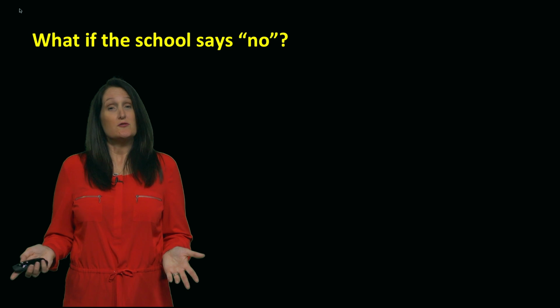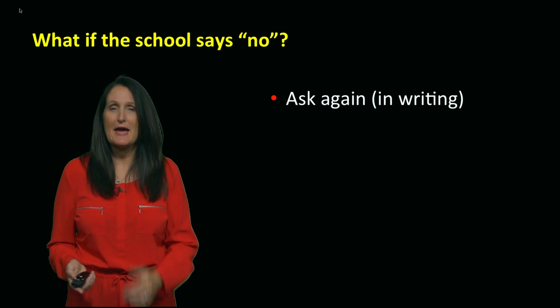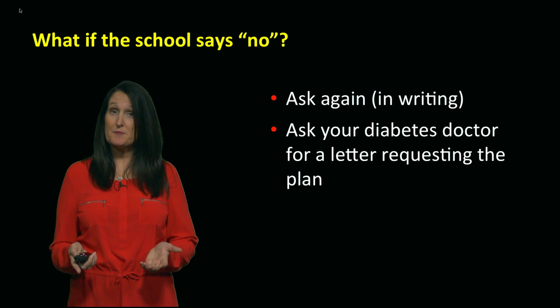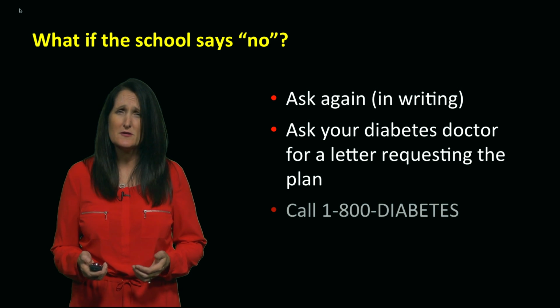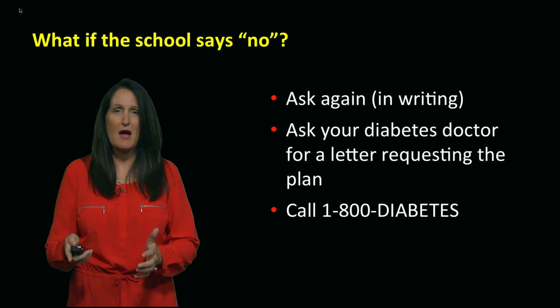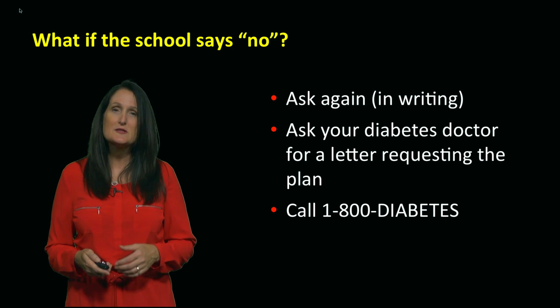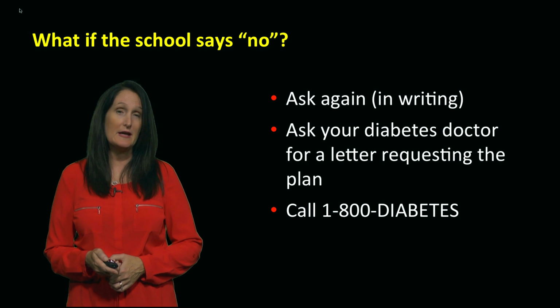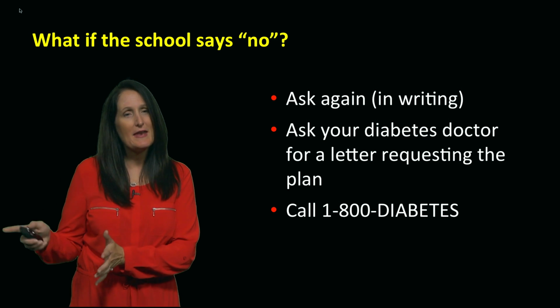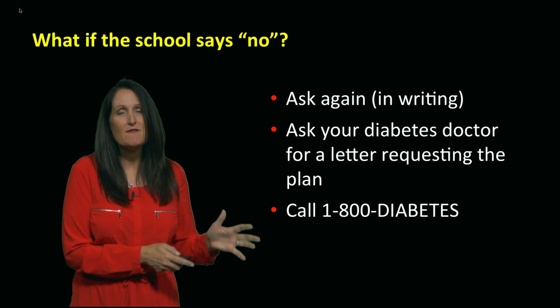So what do you do if the school says no? Well, you ask again in writing, and you're going to ask your diabetes doctor to write a letter requesting the plan. The office should be very helpful in doing so. If you really can't get the accommodations you need for your child, again, to be medically safe at school, you can always call the American Diabetes Association at 1-800-DIABETES and ask for help. But it usually doesn't get to that, but that number is there for you in the event that you need it.